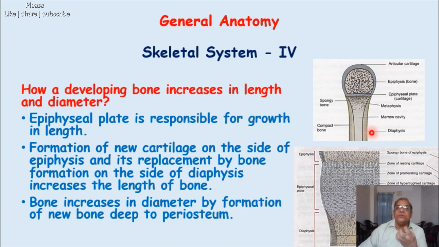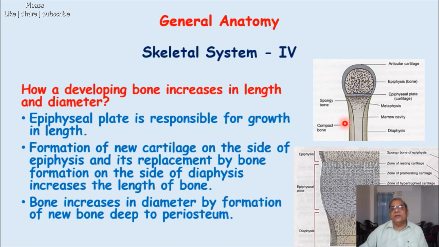So these are the two important processes by which the bone grows. Length grows by the epiphyseal cartilage growth, and the diameter of the bone grows by the formation of new bone deep to the periosteum. And as I have told you in the last video, whatever bone is formed deep to the periosteum is by the method of intramembranous ossification, while the ends of the bones grow through the epiphyseal plate by the method of endochondral ossification.